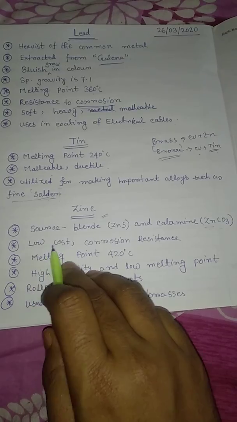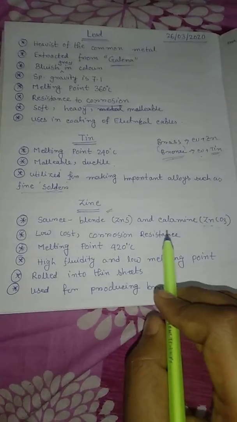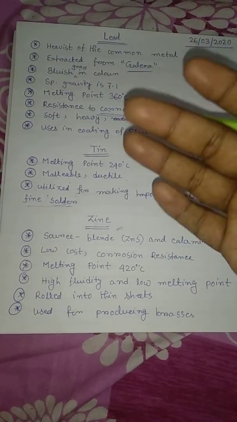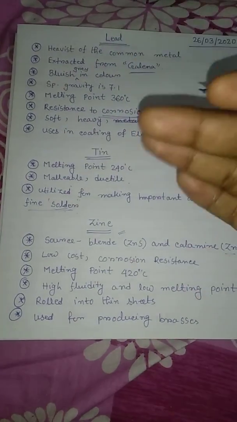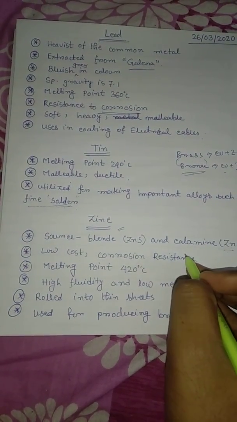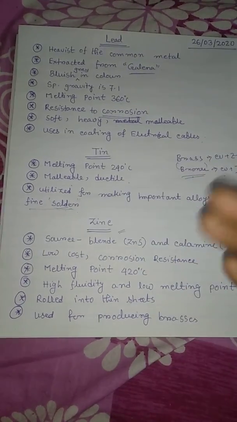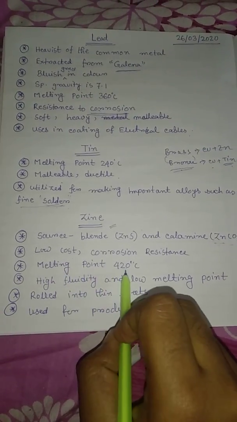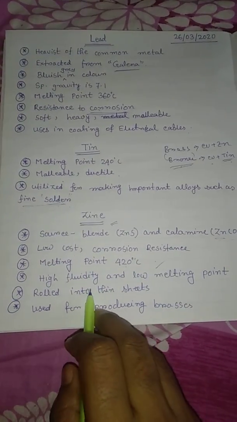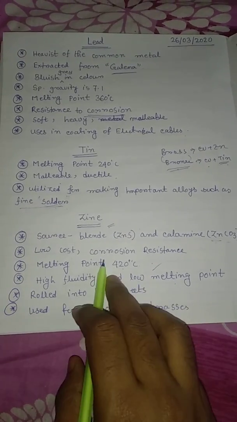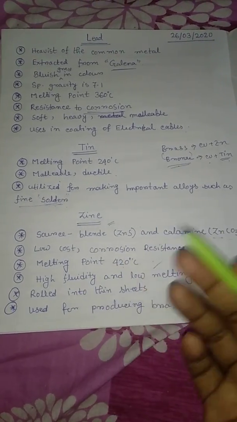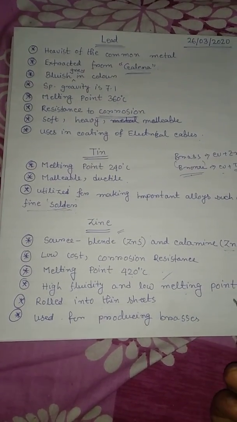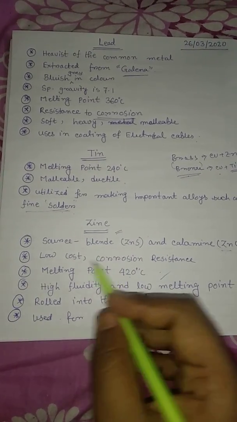As you know, zinc is basically low cost and corrosion resistant. The corrosion resistance property is very important from material to material, because as the material property increases, corrosion resistance should increase, so that the material does not fail. The melting point is 420 degrees Celsius. It has high fluidity and low melting point, far below other ferrous types of materials. It can be rolled into thin sheets, meaning it is malleable as well as ductile and soft.